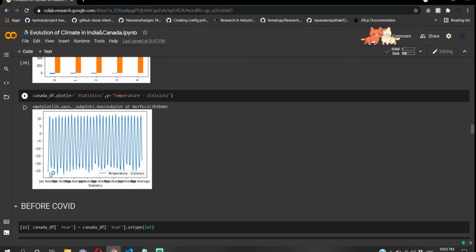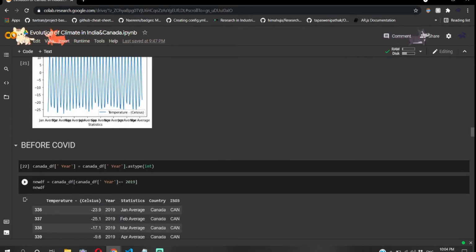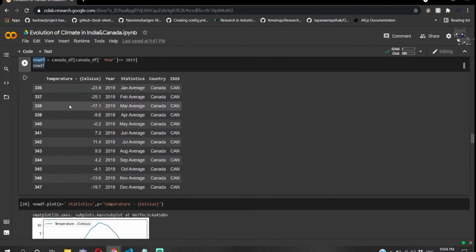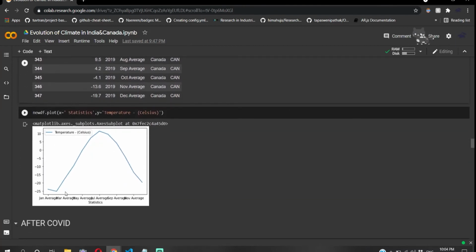The temperature in January is very low, then when you go to February and then May and June, it hits the top and then comes back down. It has values like January average, February average, March average. Before COVID, I've taken the data of 2019, used it in another data frame, and plotted this graph. It's for January, February, March, April, May, June, and all the averages.